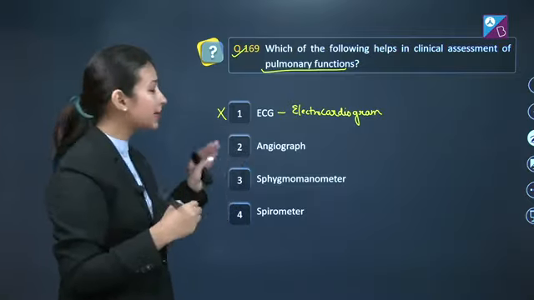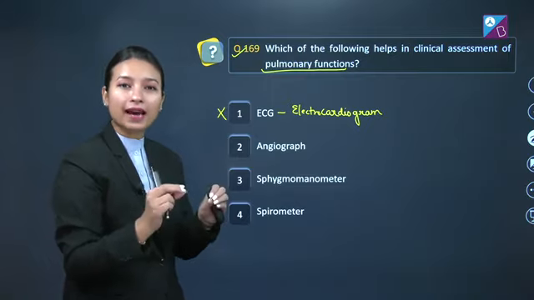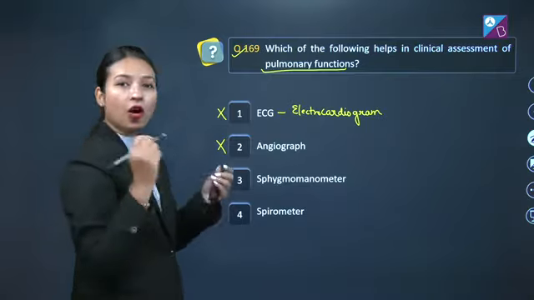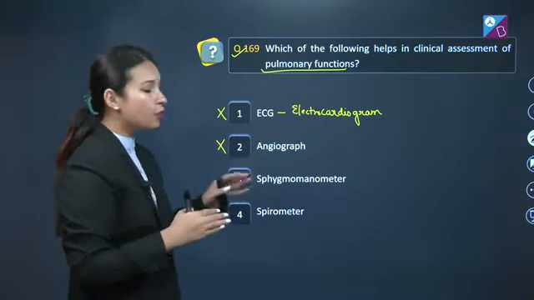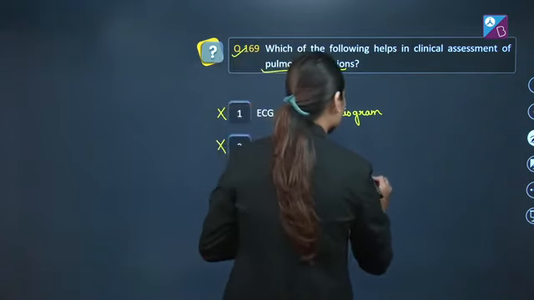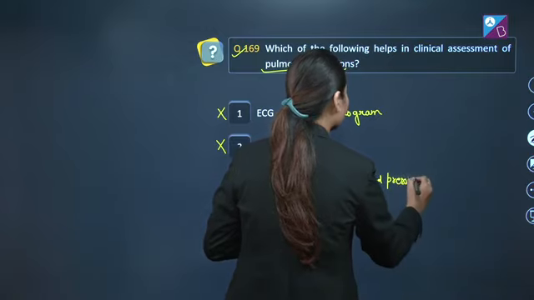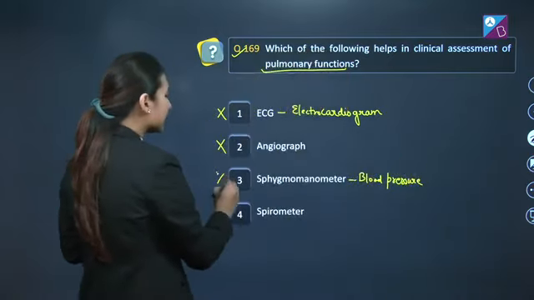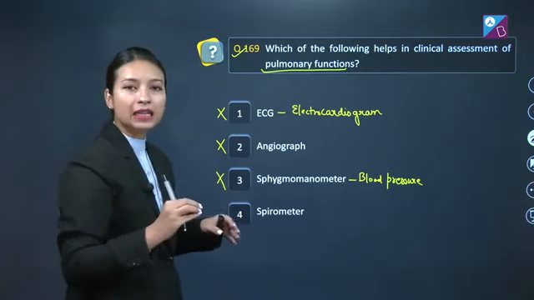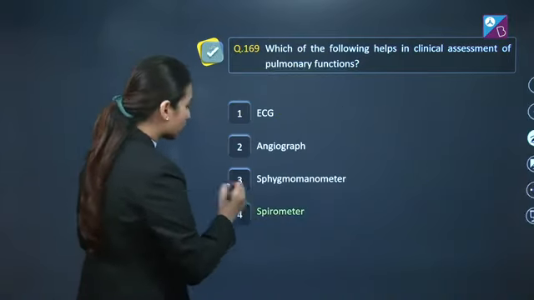Option number 2 here is angiograph. Now angiograph is a type of X-ray that is used to monitor the activities of blood vessels. So that's why option number 2 is wrong. Option number 3 here is sphygmomanometer. Now this is used to check blood pressure. So that's why option number 3 is incorrect. Option number 4 here is spirometer. Now spirometer does helps in clinical assessment of pulmonary functions. So that's why our correct answer is option number 4.